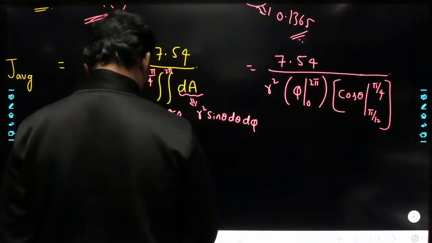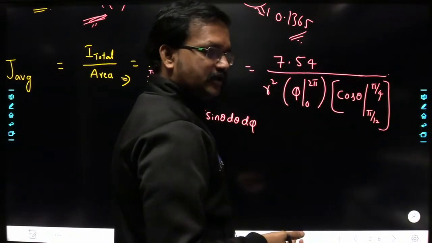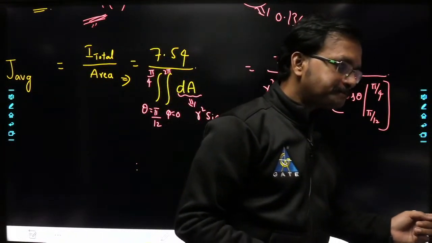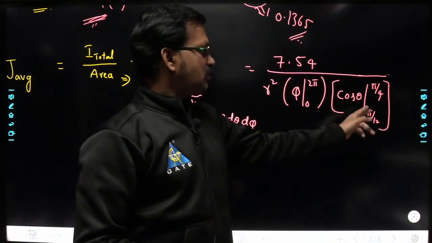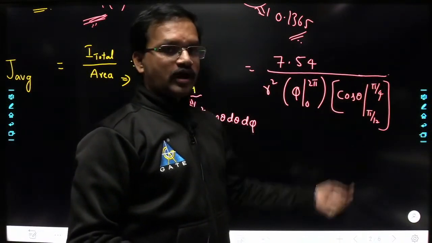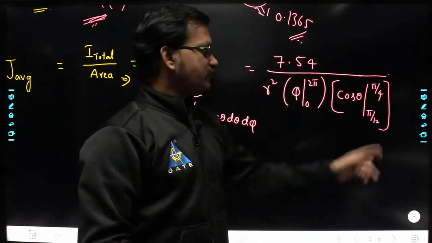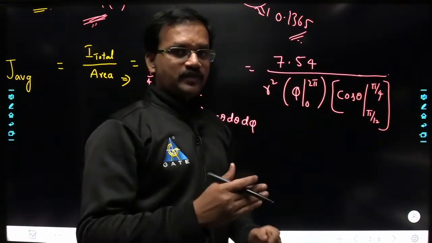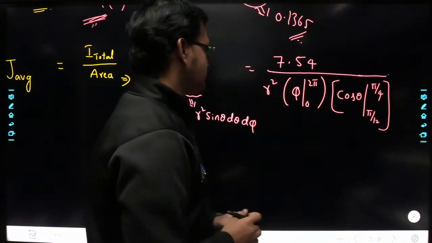Tell me. Whenever you are calculating here, make sure that if you are substituting directly pi by 4 here, you have to keep it in radians. Understood? If you convert this into degrees, then you have to keep it in degrees while calculating through the calculator. So that's what you have to be cautious about.